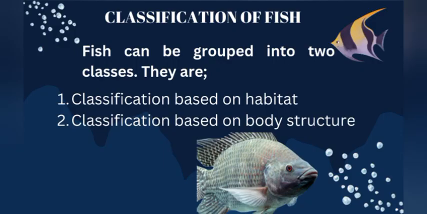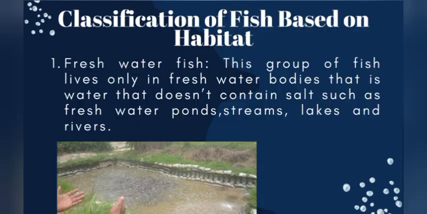Now let's move to the classification of fish. There are certain criteria used in classifying fish. We can classify fish based on their habitat, that is where they live and reproduce. You can also classify fish based on their morphology, or based on their scale. But on this topic, we are going to be considering two major forms of classification. Number one is classification based on habitat. Number one, freshwater fish.